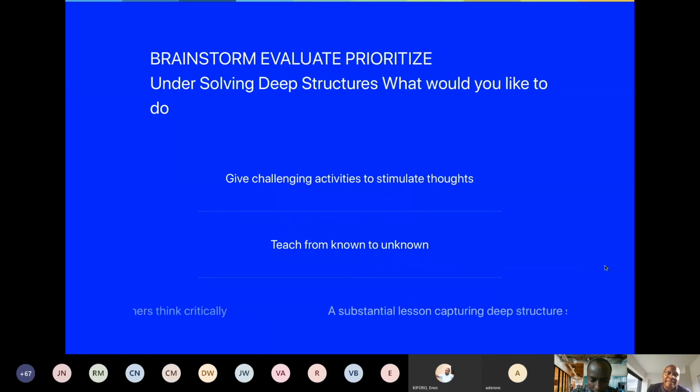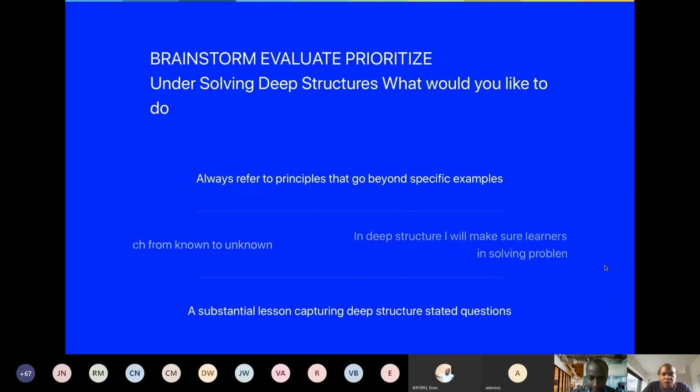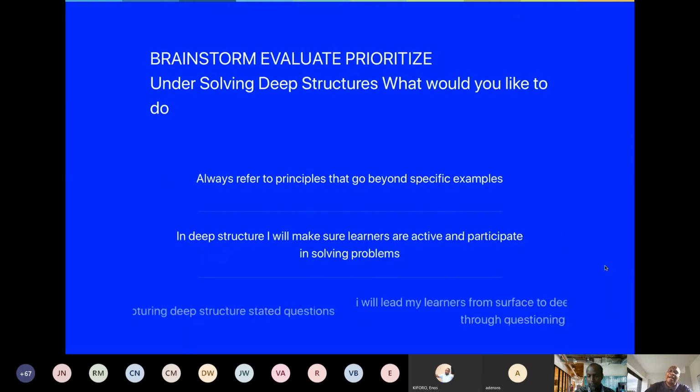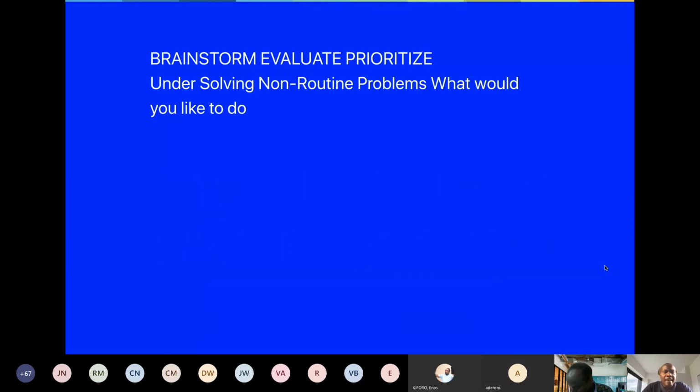Okay, then please write them down because you'll need them. As we move on, if you're not able to interact here, write them down because now you are building your action plan process. So the next one I'd like to ask you is, what are you going to do under solving non-routine problems? Write down what you're going to do under solving non-routine problems.